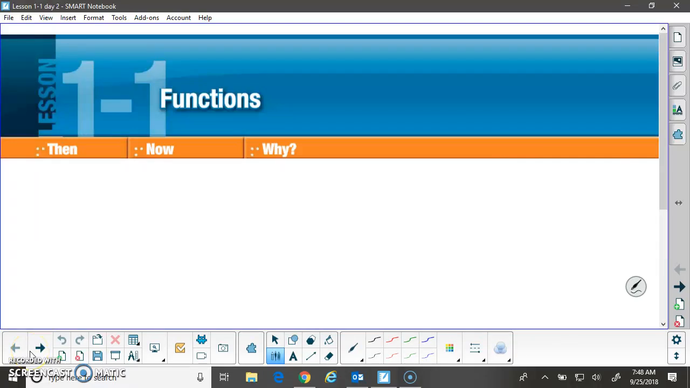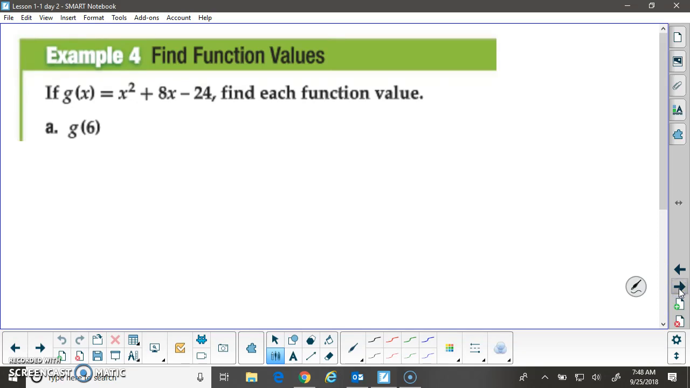Day 2 of Lesson 1 on Chapter 1 is continuing on functions. Yesterday we talked about the definition of a function: for every element in the domain, there is exactly one element in the range. And we're going to build off of that by evaluating some functions.